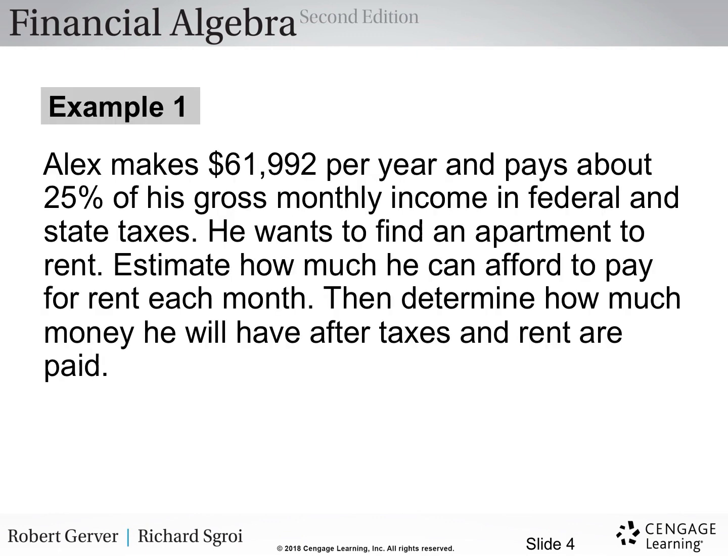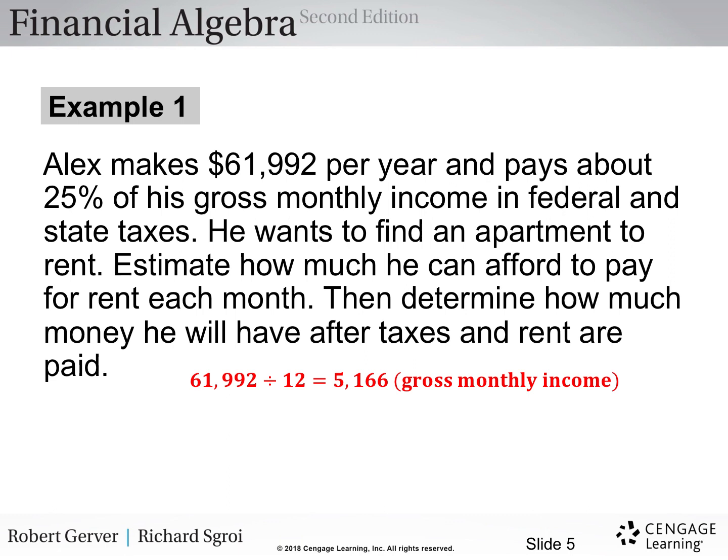So let's look at example 1. Alex makes $61,992 per year and pays about 25% of his gross monthly income in federal and state taxes. He wants to find an apartment to rent. Estimate how much he can afford to pay for rent each month. Then determine how much money he will have after taxes and rent are paid.